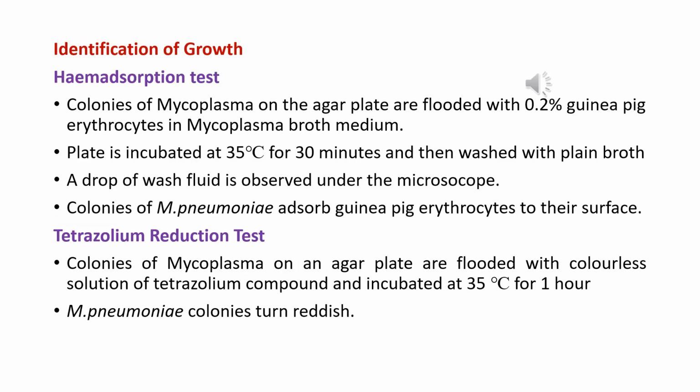Identification of growth. Growth of mycoplasma can be identified by means of hemadsorption test and a tetrazolium reduction test. Hemadsorption test. Colonies of Mycoplasma on the agar plate are flooded with 0.2% guinea pig erythrocytes prepared in Mycoplasma broth medium. The plate is incubated at 35 degrees Celsius for 30 minutes and then washed with plain Mycoplasma broth medium. A drop of washed fluid is observed under the microscope. If the isolate is Mycoplasma pneumoniae, colonies of Mycoplasma pneumoniae adsorb guinea pig erythrocytes to the surface.